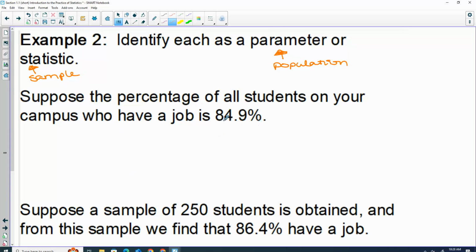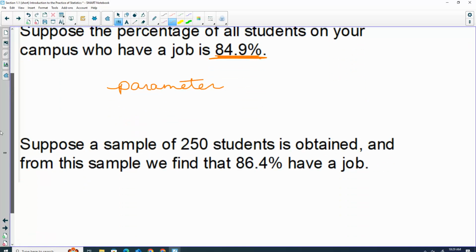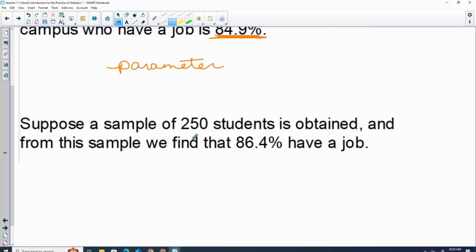Okay. So suppose the percentage of all students on your campus who have a job is 84.9%. So I'm talking about this number right here. Is it a parameter or a statistic? Parameter, because it is dealing with the entire population. I only care about students on that college campus, and I told you the number that went with that college campus.